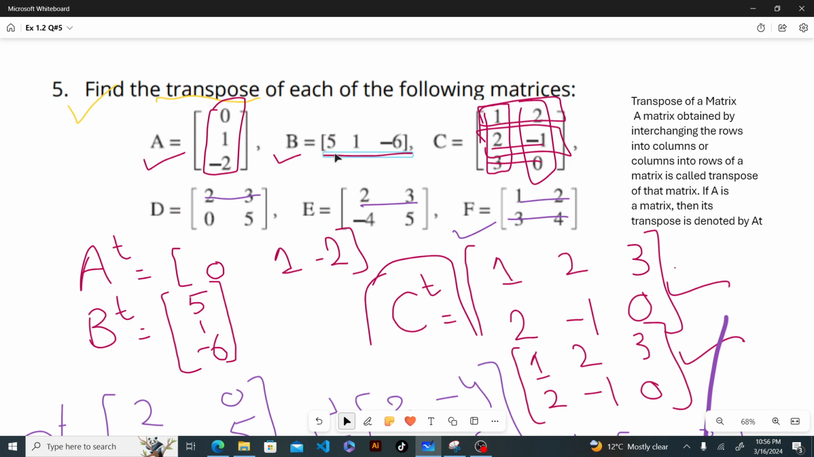For B transpose, we interchanged the whole row into the column 5, 1, minus 6. Then for C transpose, we changed rows into columns. 1, 2 became the first column, then 2, minus 1, the second row, became the second column, and 3, 0, the third row, became the third column.